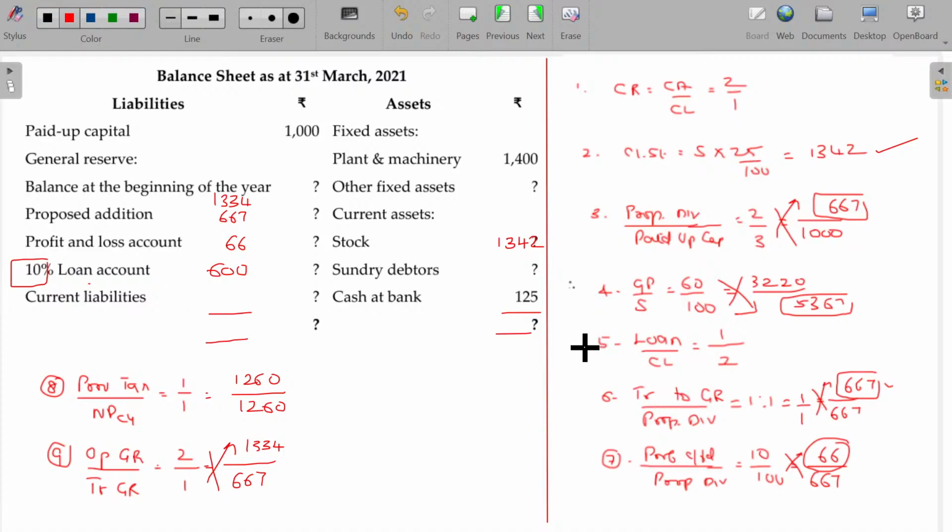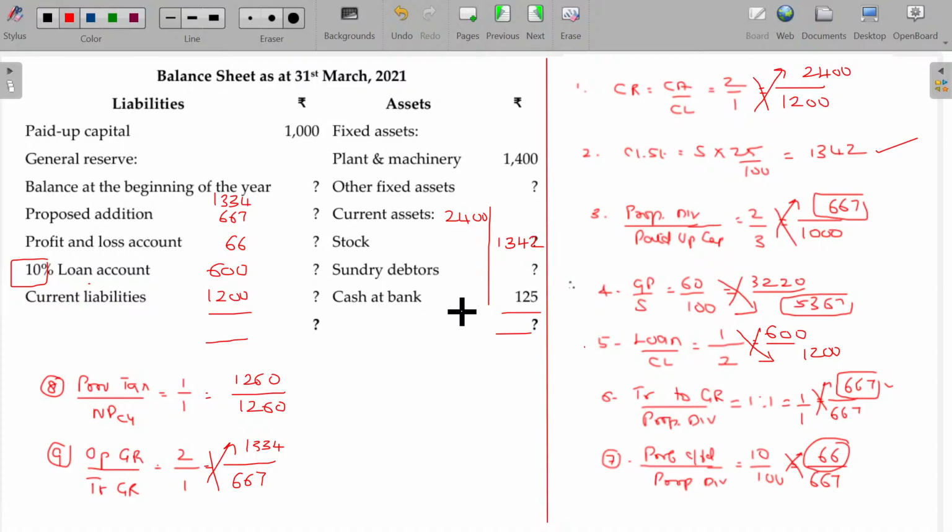And the fifth ratio is the relationship between loan and the current liabilities. Loan being 600, 1,200. Then current liability should be 1,200. Here current liability is being 1,200 and current assets should be 2,400. Current liabilities we have only one item, 1,200. Current assets total being 2,400.